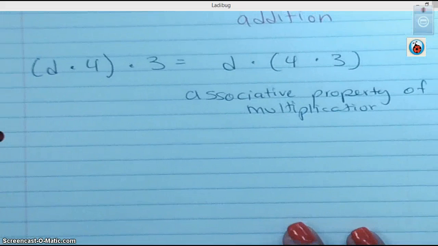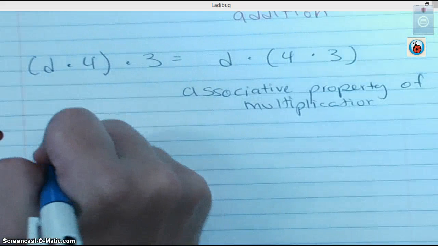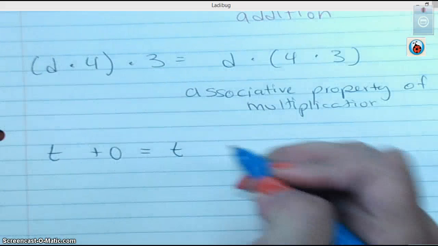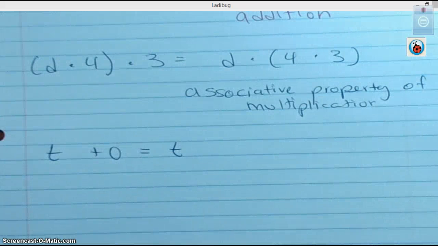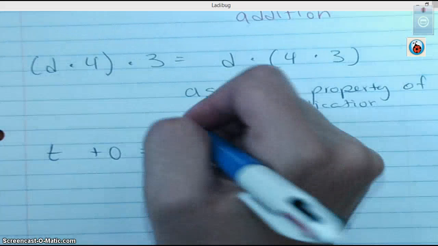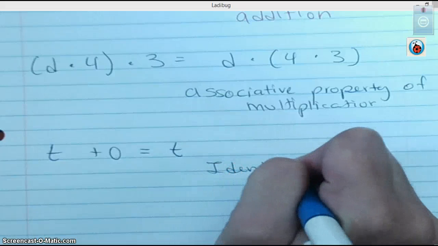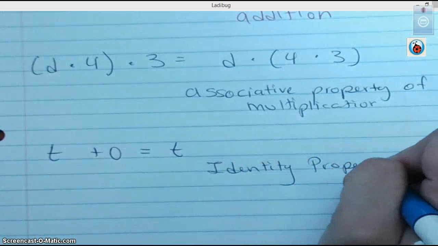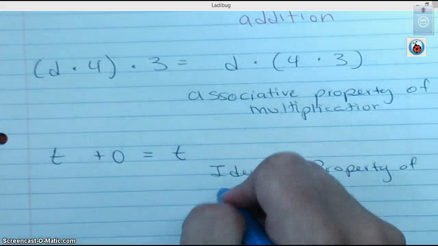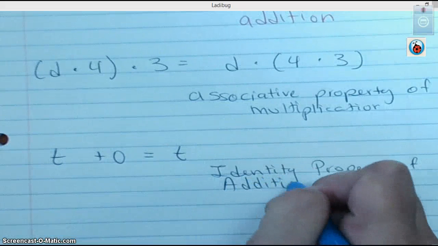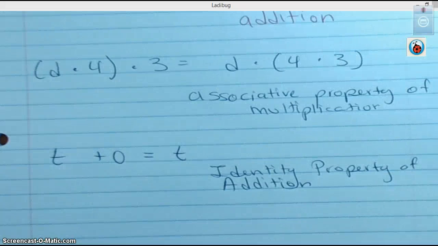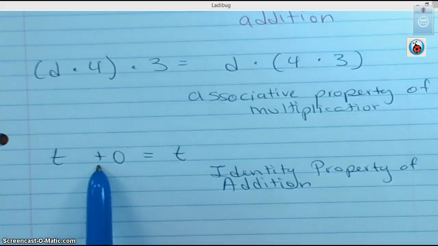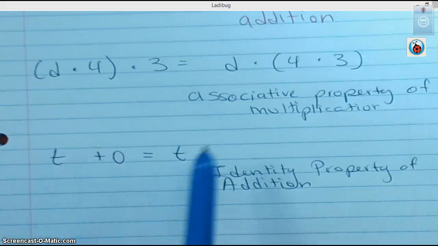What if we have t plus 0 equals t? What property does this equation illustrate? Identity property of? Why? Because it has 0? When you add any 0 plus any number, it equals that number.